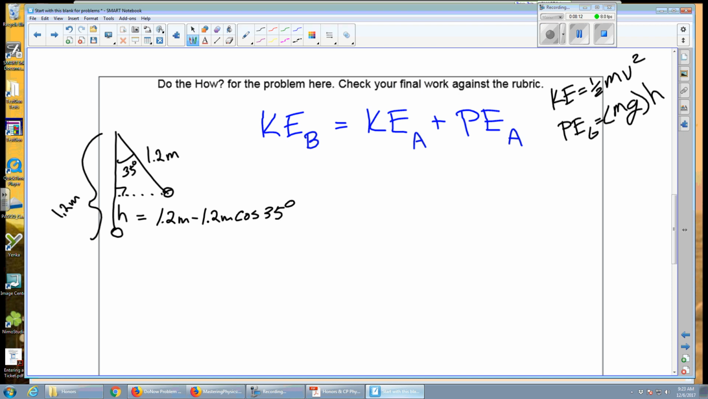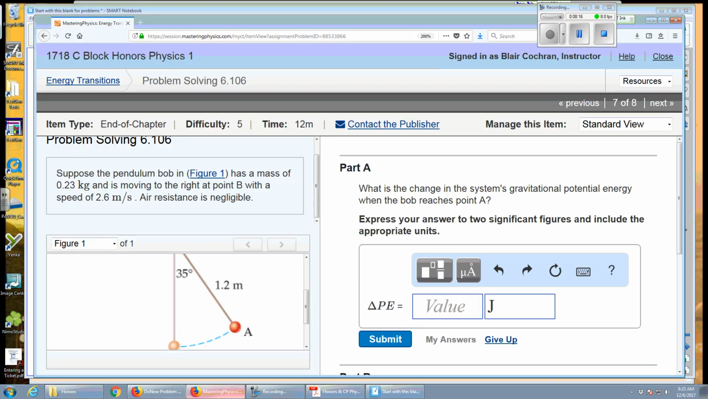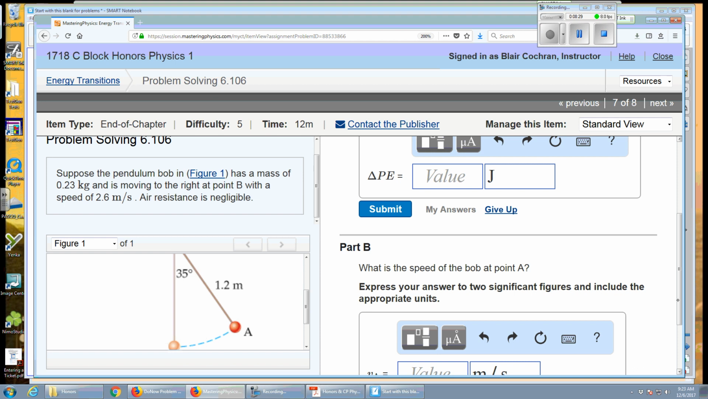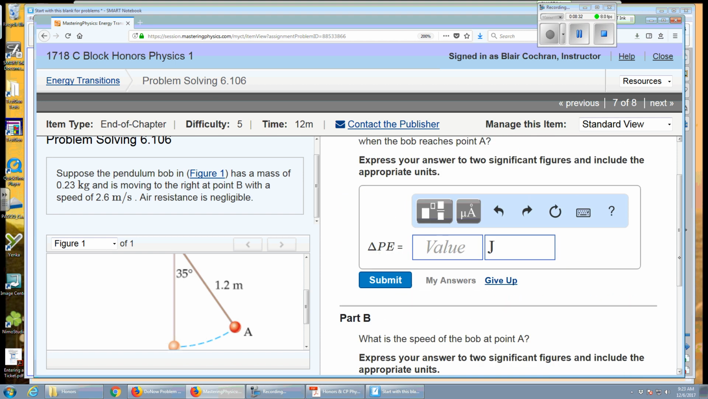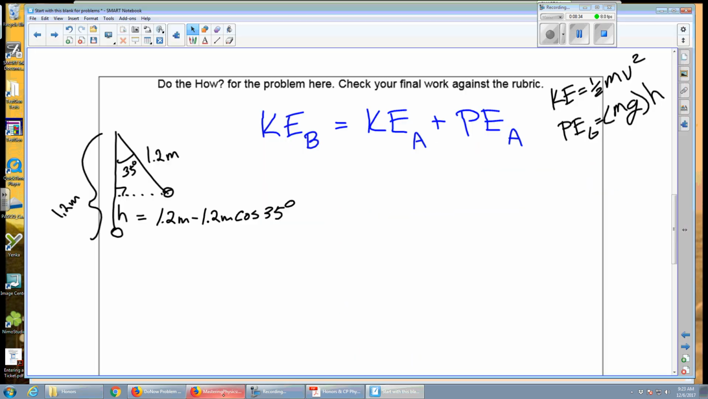All right, so all that's background. And what am I actually looking for? Okay, so, the speed at point A, right? Okay, so I want to know PE at A, and then the speed. So I think I'll do PE at A first.